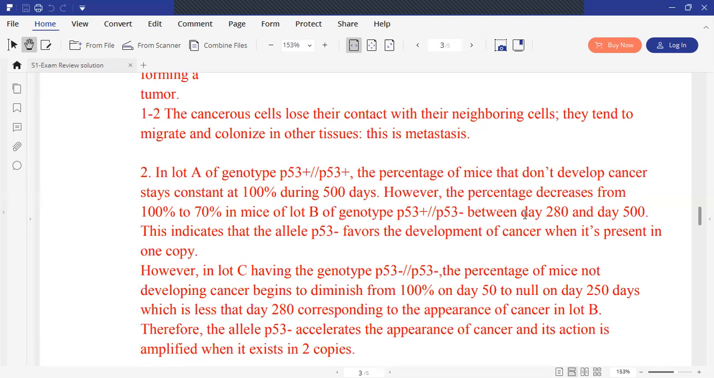Study 1. The development of this type of cancer is studied in 3 lots of mice as a function of their genotype concerning the gene p53. Two alleles, p53 plus, which is the normal, and p53 minus, which is the mutated, are considered. These studies are shown in document 1, the result of this study. So interpret: in lot A, the mice have genotype p53 plus, p53 plus.